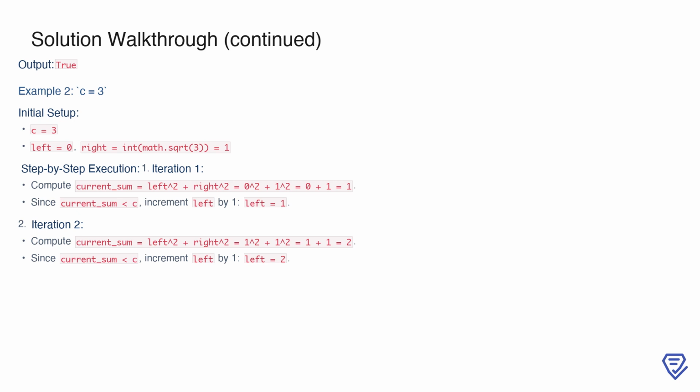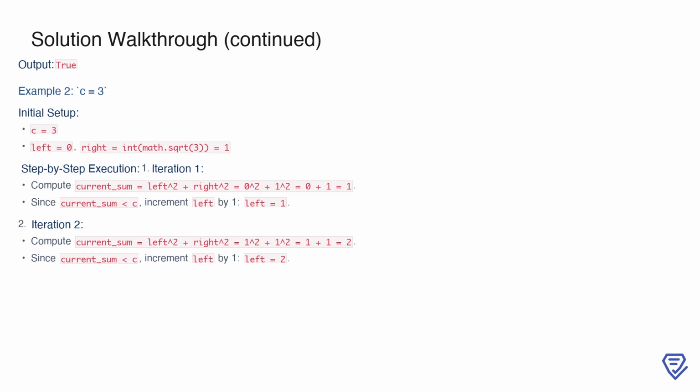Now, let's consider another example with c equals 3. Again, we use two pointers, left starts at 0, and right is set to the integer square root of c, which is 1. In the first iteration, we calculate the sum of squares, left^2 plus right^2, which equals 1. Since this is less than c, we increment left to 1, narrowing down the range of possible pairs. In the second iteration, the sum becomes 2, which is still less than c. So, we increment left again to explore further.